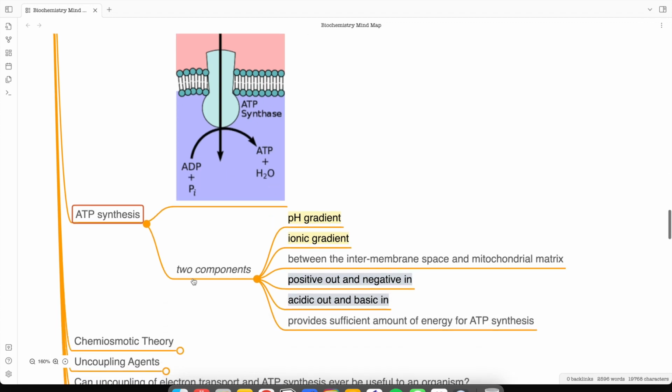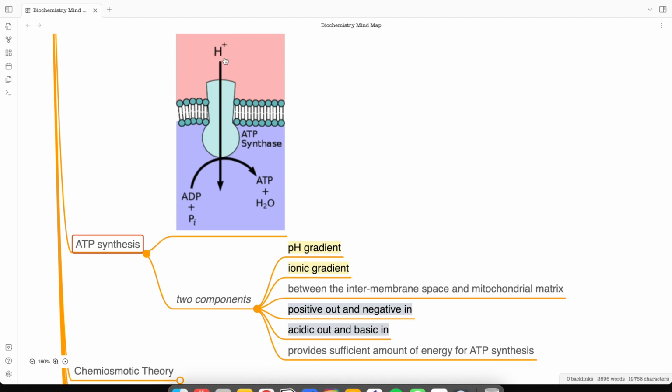Okay. Now for ATP synthesis, two components are very much needed. One is a pH gradient, another one is an ionic gradient. Obviously, the H plus should be more outside this membrane, and there should be an ionic gradient. That means the number of positive ions should be more at the outside of this membrane.